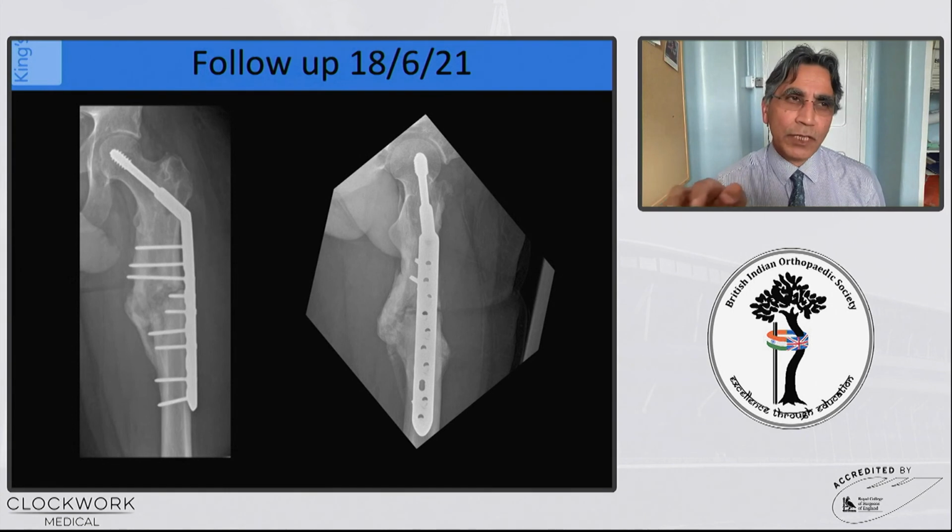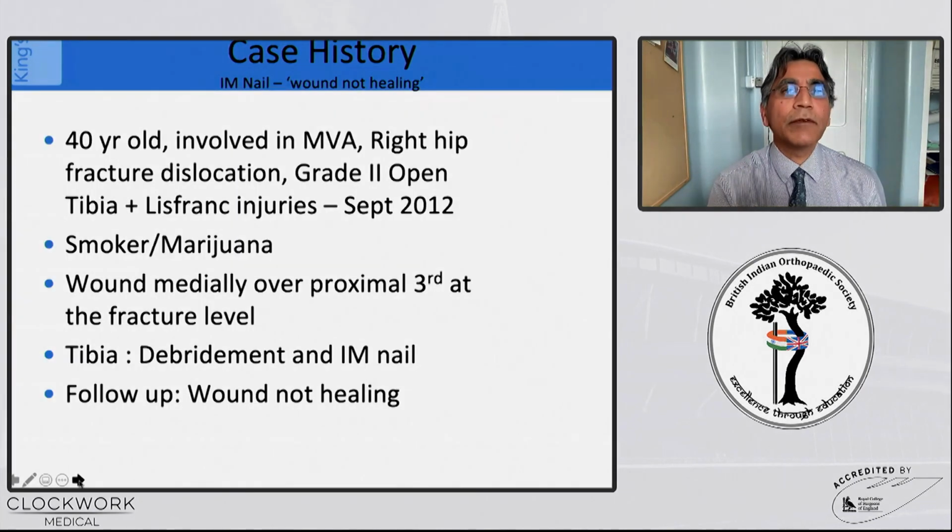So we tend to forget the function in these chronic infections. And it's very important to take that on board, because that is the single most important factor which affects the quality of life, not just how well your implant is holding or how well it healed.